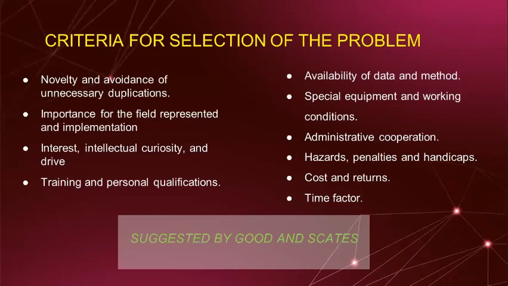Next, let us see what criteria should be adopted for selection of the problem. There may be various criteria, but these have been given by Goode and Scates. According to them, first, it must be a novel problem, and the researcher must avoid unnecessary duplication. If it is not a novel problem, you are actually duplicating others' work. That is research plagiarism.